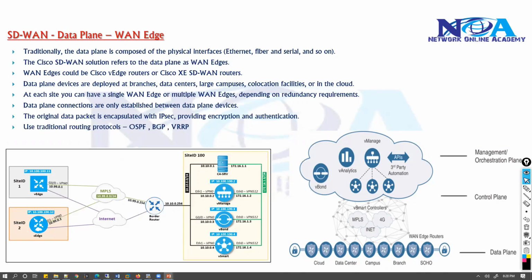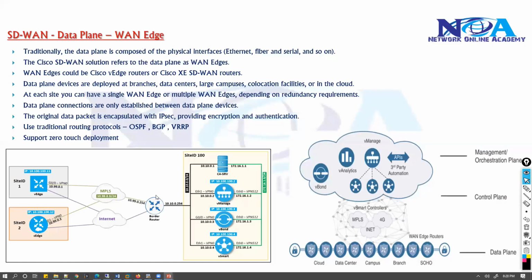So again, in order to learn the routes, we will still be using some traditional routing protocols here, like OSPF, BGP, VRRP. Again, we will see how exactly the routing information is built a little bit later on. So even these WAN Edges run some routing protocols, and they learn the routes from each other through OSPF, BGP, and VRRP. These traditional routing protocols are still supported in your SD-WAN network.